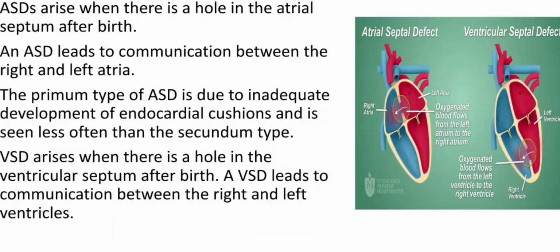the secundum type. VSDs arise when there is a hole in the ventricular septum after birth, as you can see on the second diagram on the side. A VSD leads to communication between the right and left ventricles.